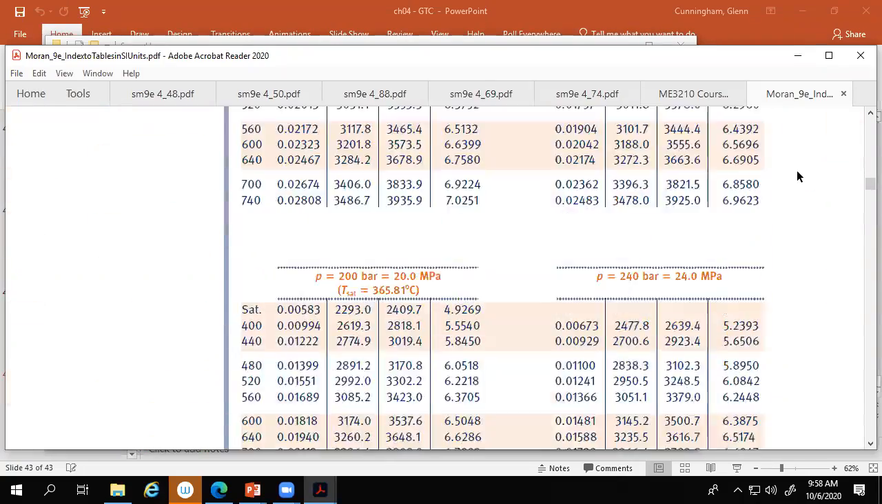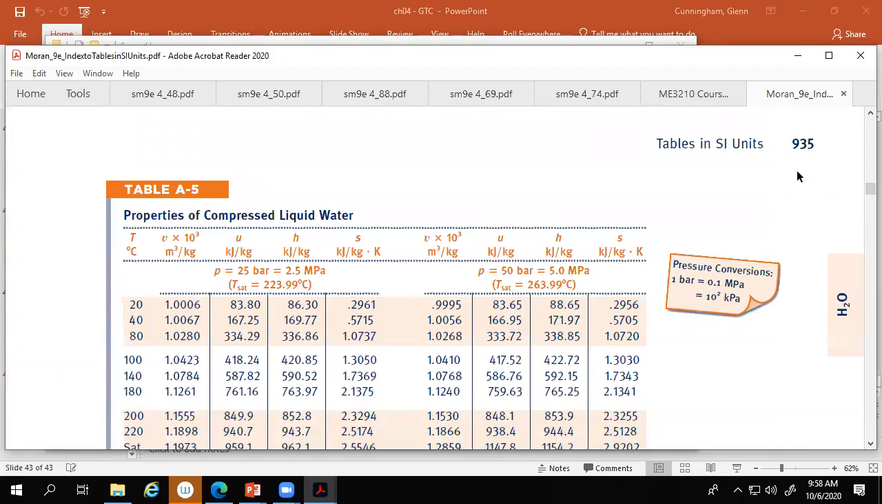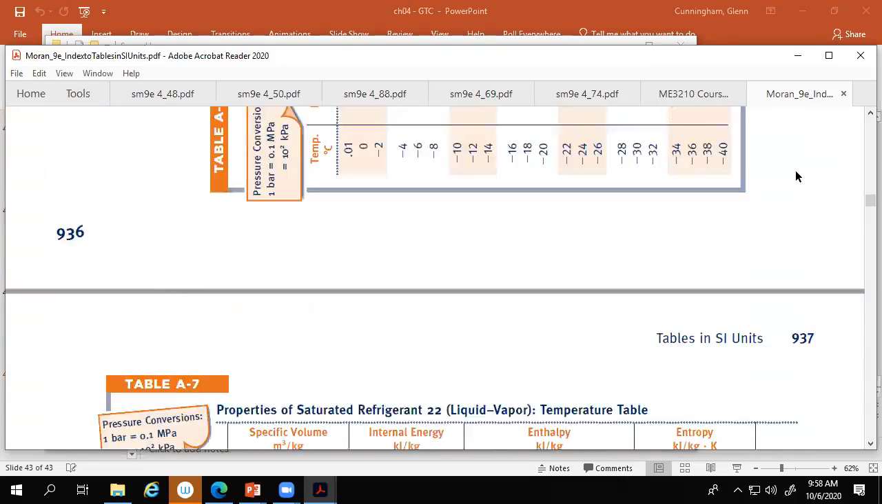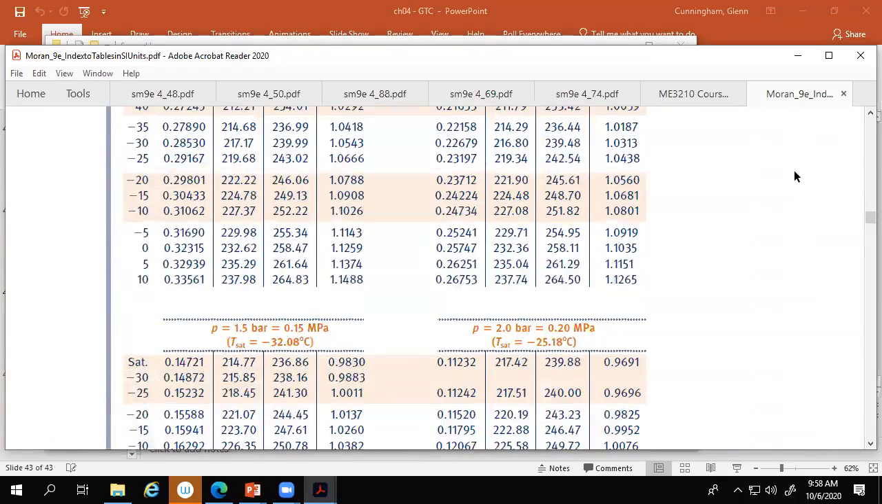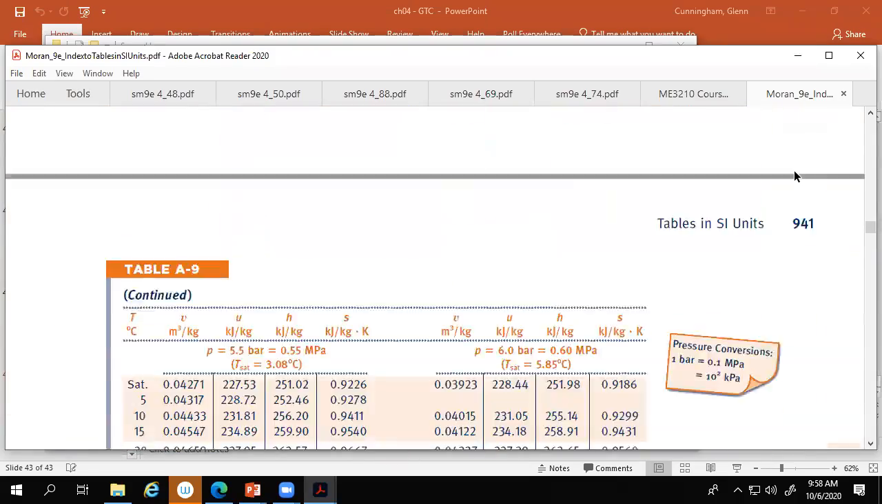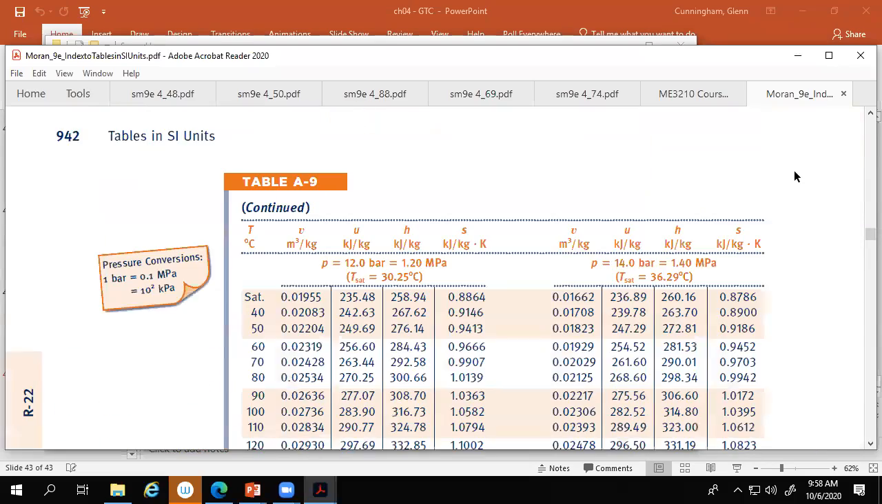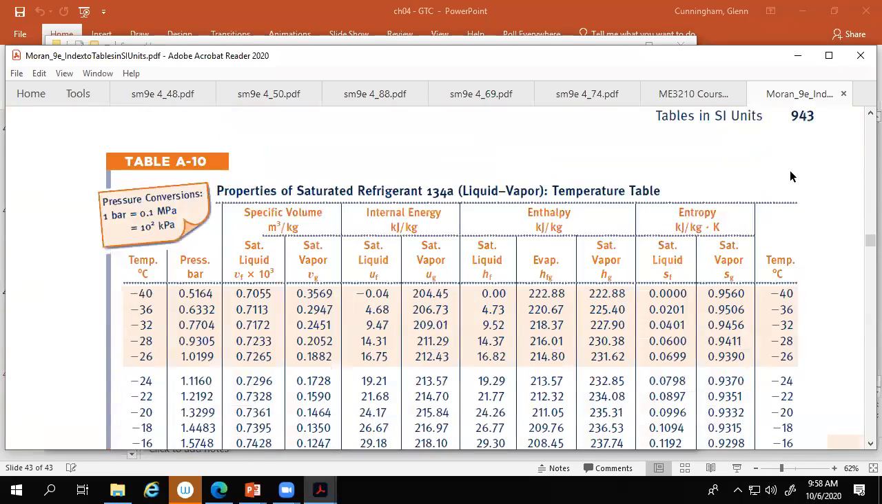If I can find them. Compress, that's still water. Oops. Water, R22, R22, 134A. Okay, so now, let's see.